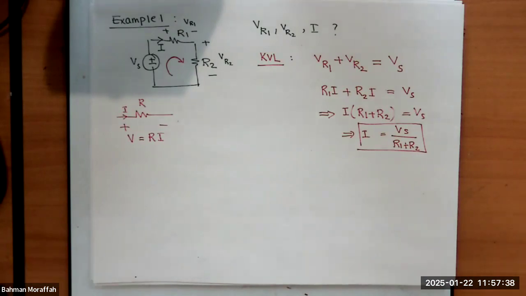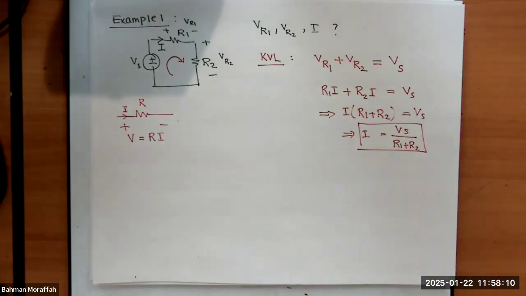Again, I chose the hard way to find this I. Why? Because I know R1 and R2 are in series, they're back to back. I could just combine them. I just replace them by the equivalent, which is R1 plus R2. And then I know exactly what the voltage across it is, Vs. So I could use Ohm's law. But I specifically used this because I just wanted to show you KVL. But you could just replace it by the equivalent.